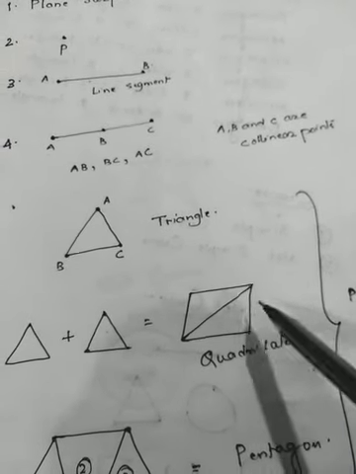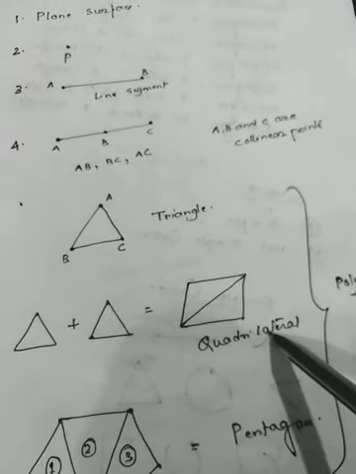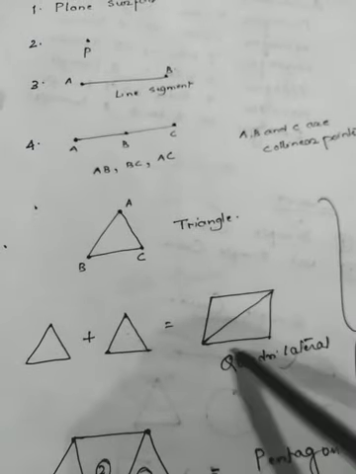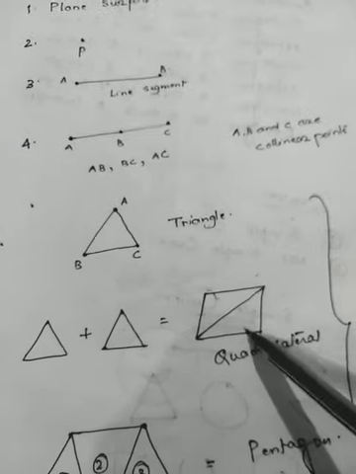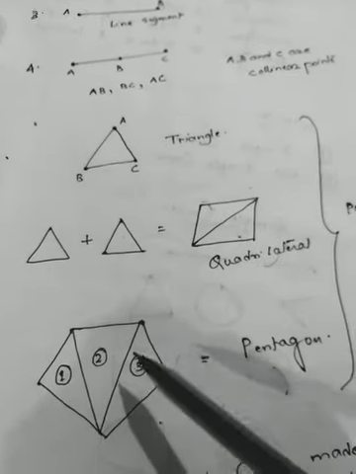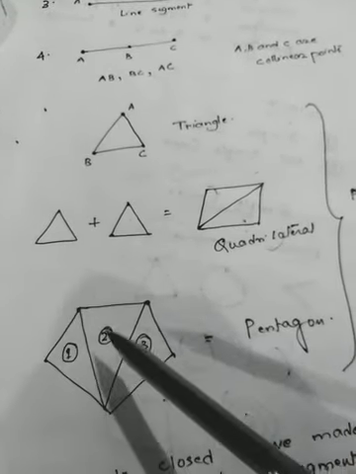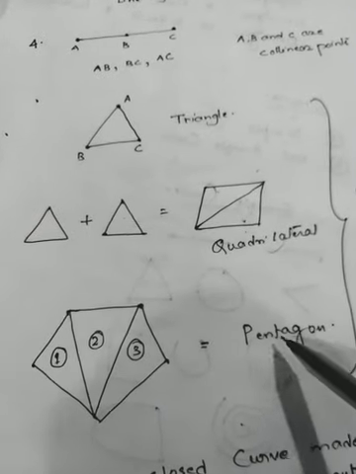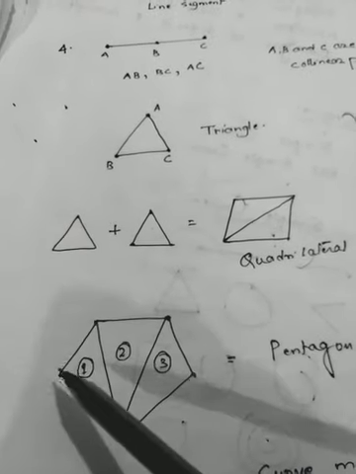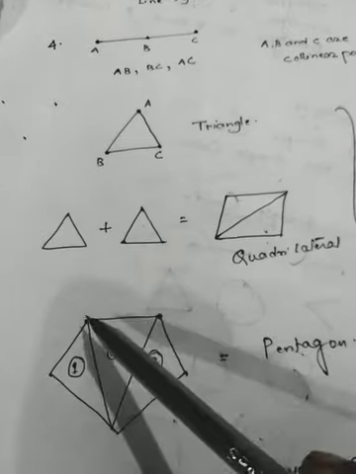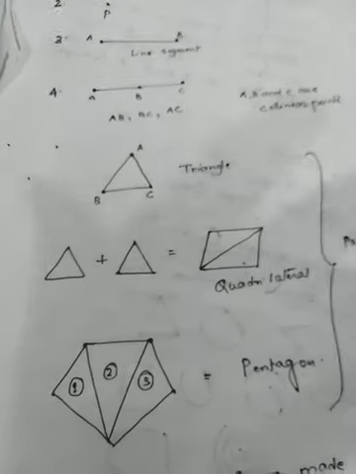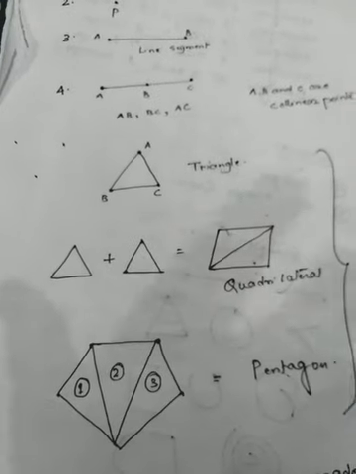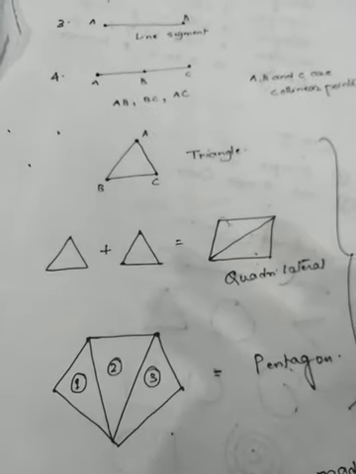That is of 4 sides, and this 4-sided figure is called a quadrilateral. So a quadrilateral is nothing but a combination of two triangles. What if there are 3 triangles? When we join 3 triangles we get another polygon, that is a pentagon. Pentagon means 5 sides: 1, 2, 3, 4, 5. So when we join 3 triangles we get a pentagon. When we join 4 triangles we'll get a hexagon.